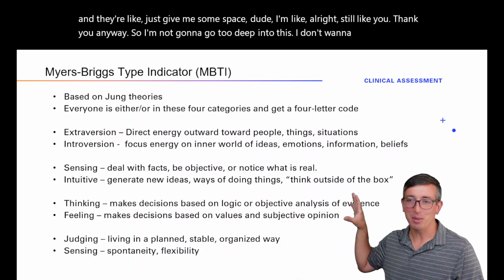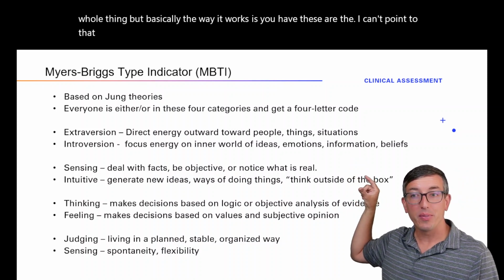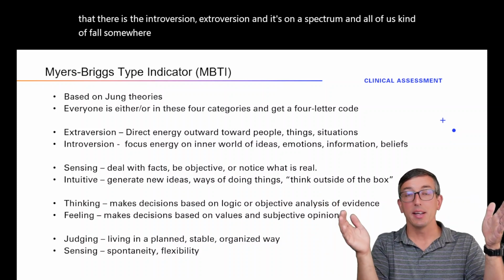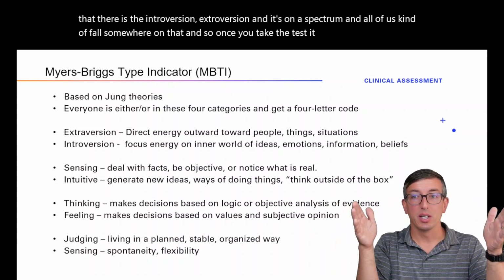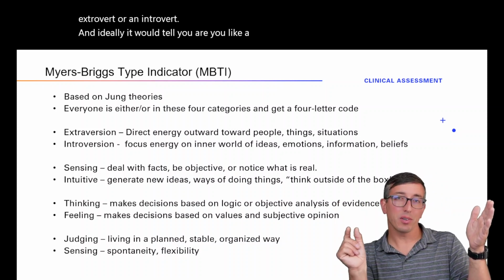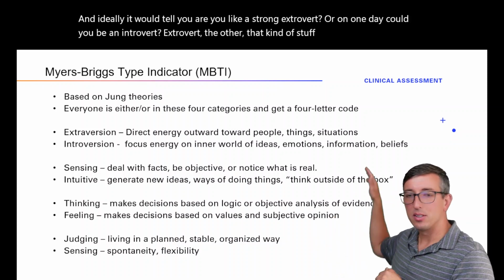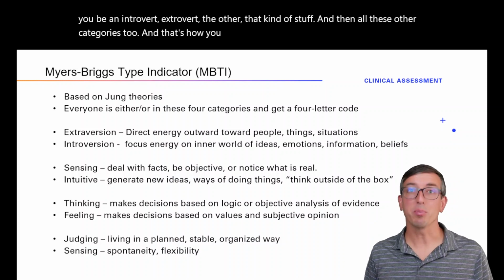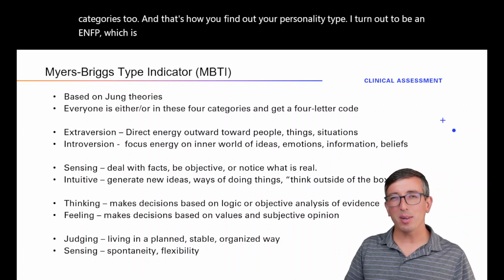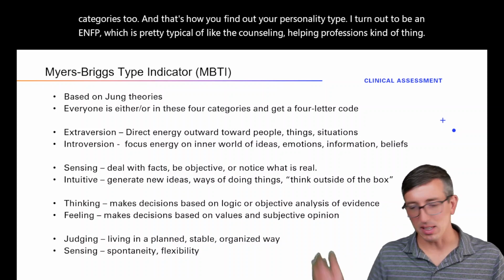Anyway, I'm not going to go too deep into this. I don't want to explain the whole thing, but basically the way it works is you have introversion, extroversion, and it's on a spectrum, and all of us fall somewhere on that. Once you take the test, it tells you you're an extrovert or an introvert, and ideally it would tell you whether you're a strong extrovert, or on one day could you be an introvert, extrovert the other, that kind of stuff. Then there are all these other categories too, and that's how you find out your personality type. I turn out to be an ENFP, which is pretty typical of the counseling, helping professions. So that's enough said about that one probably.